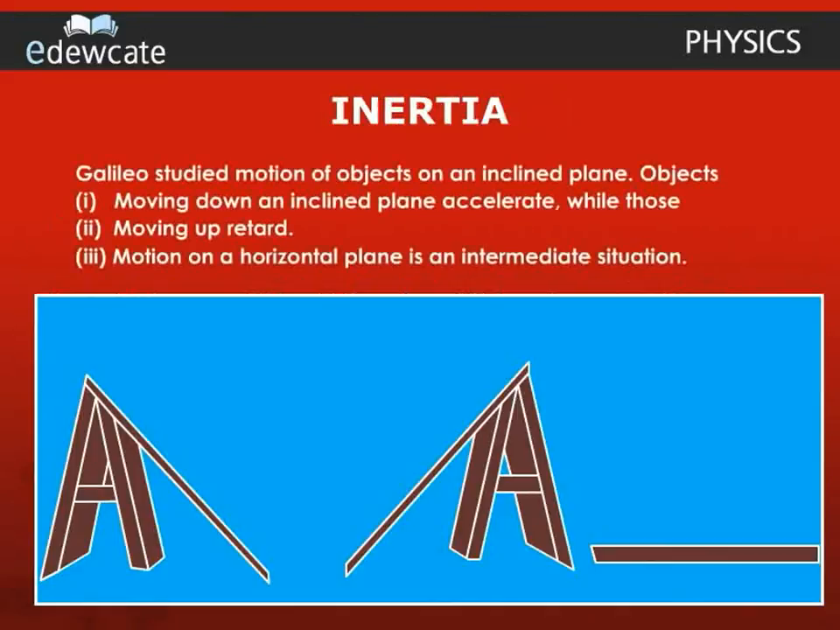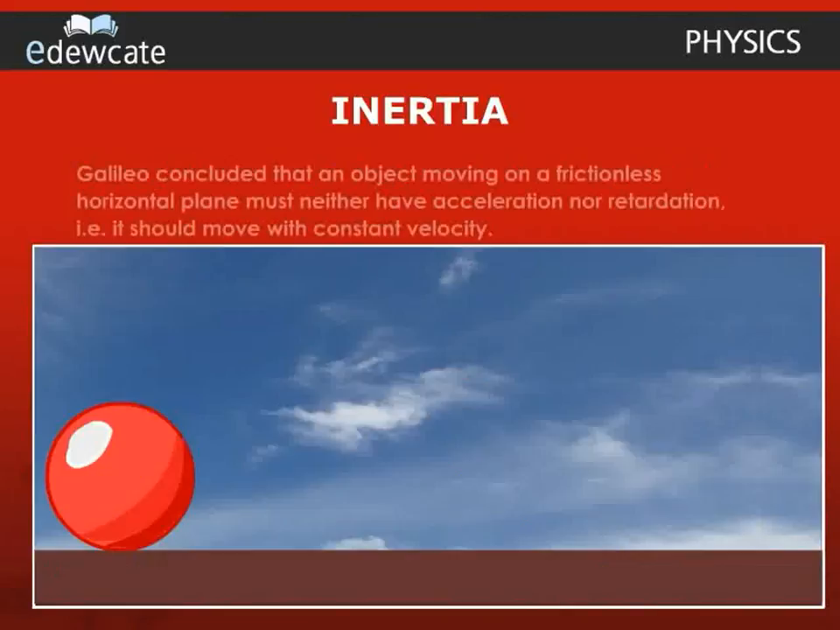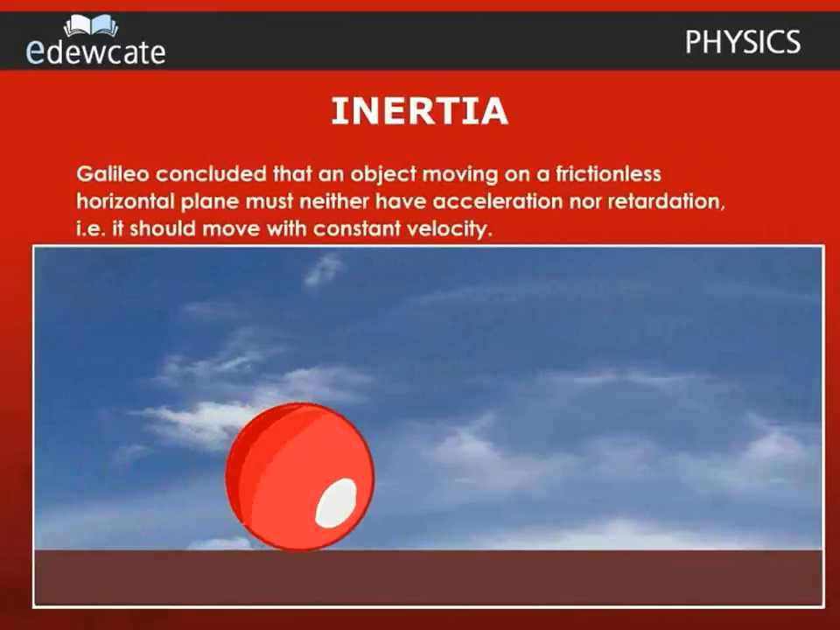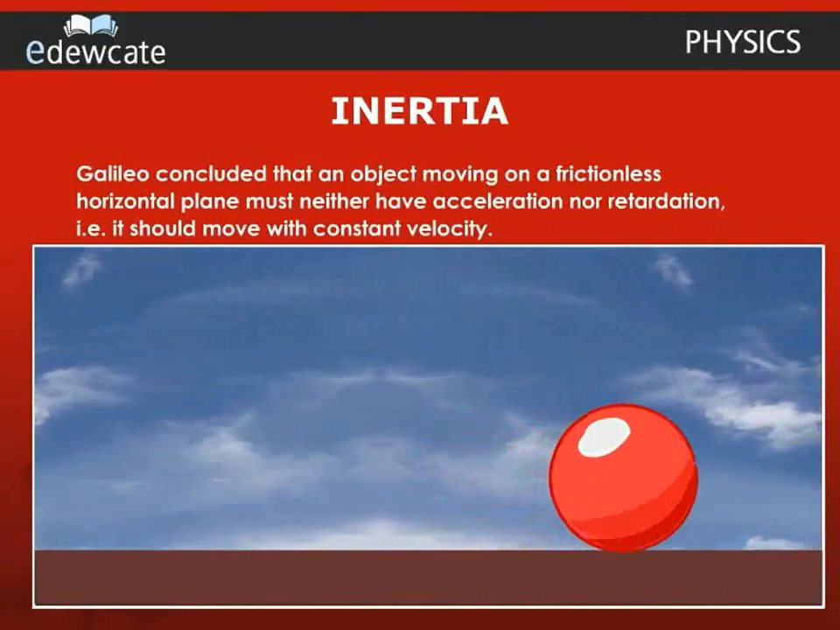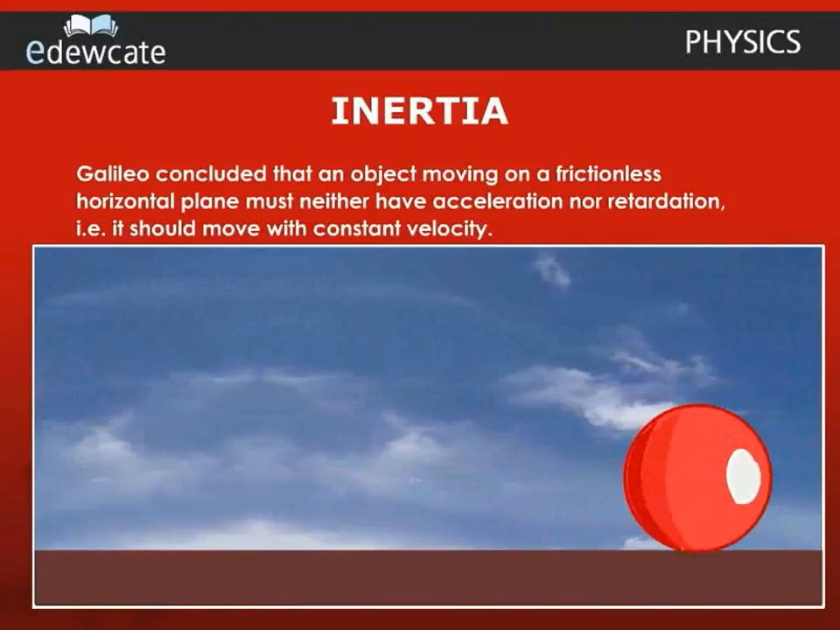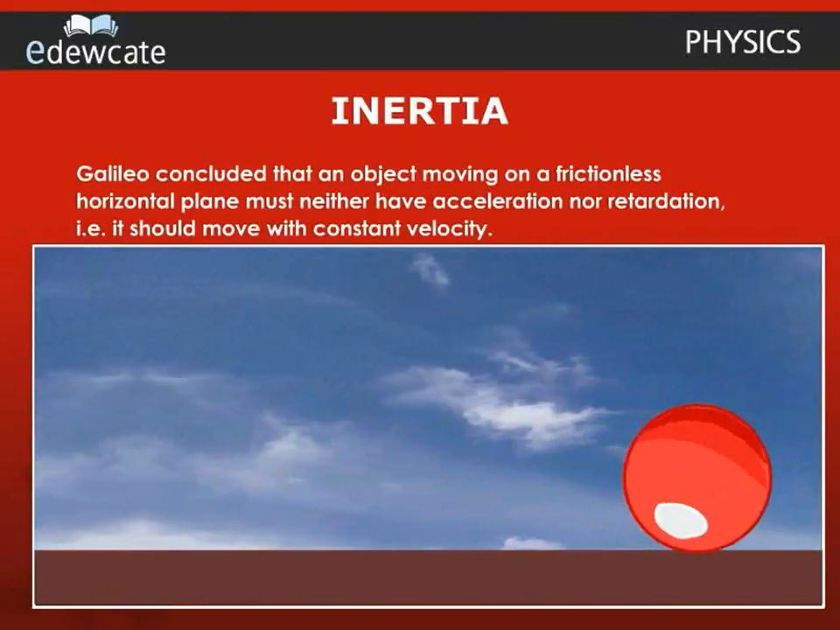Galileo studied motion of objects on an inclined plane. Objects moving down an inclined plane accelerate, while those moving up retard. Motion on a horizontal plane is an intermediate situation. Galileo concluded that an object moving on a frictionless horizontal plane must neither have acceleration nor retardation. That is, it should move with constant velocity.